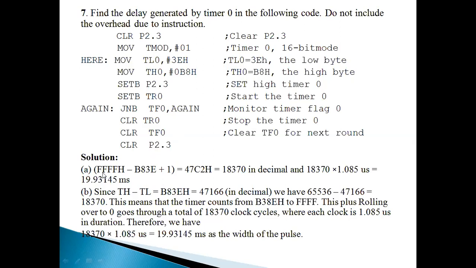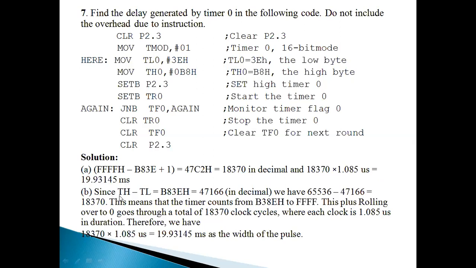In the first solution, we take the maximum value of the timer, that is FFFFH, minus the count, that is B83EH, plus 1. Plus 1 is for the rollover. So this gives us 47C2H as the value, and its decimal equivalent is 18,370. In decimal, we multiply this value 18,370 by 1.085 microseconds, which gives us 19.93145 milliseconds.